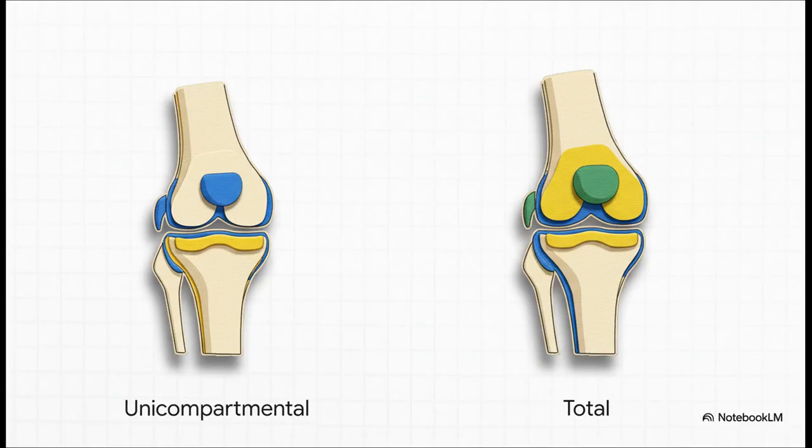And you'll see a really similar thought process here as with the hip. A total knee arthroplasty, or TKA, resurfaces the entire joint. But if the arthritis is only in one part of the knee, we can do a unicompartmental replacement instead. The core components are the femoral component, a tibial component or tray, and sometimes an optional button for the patella.